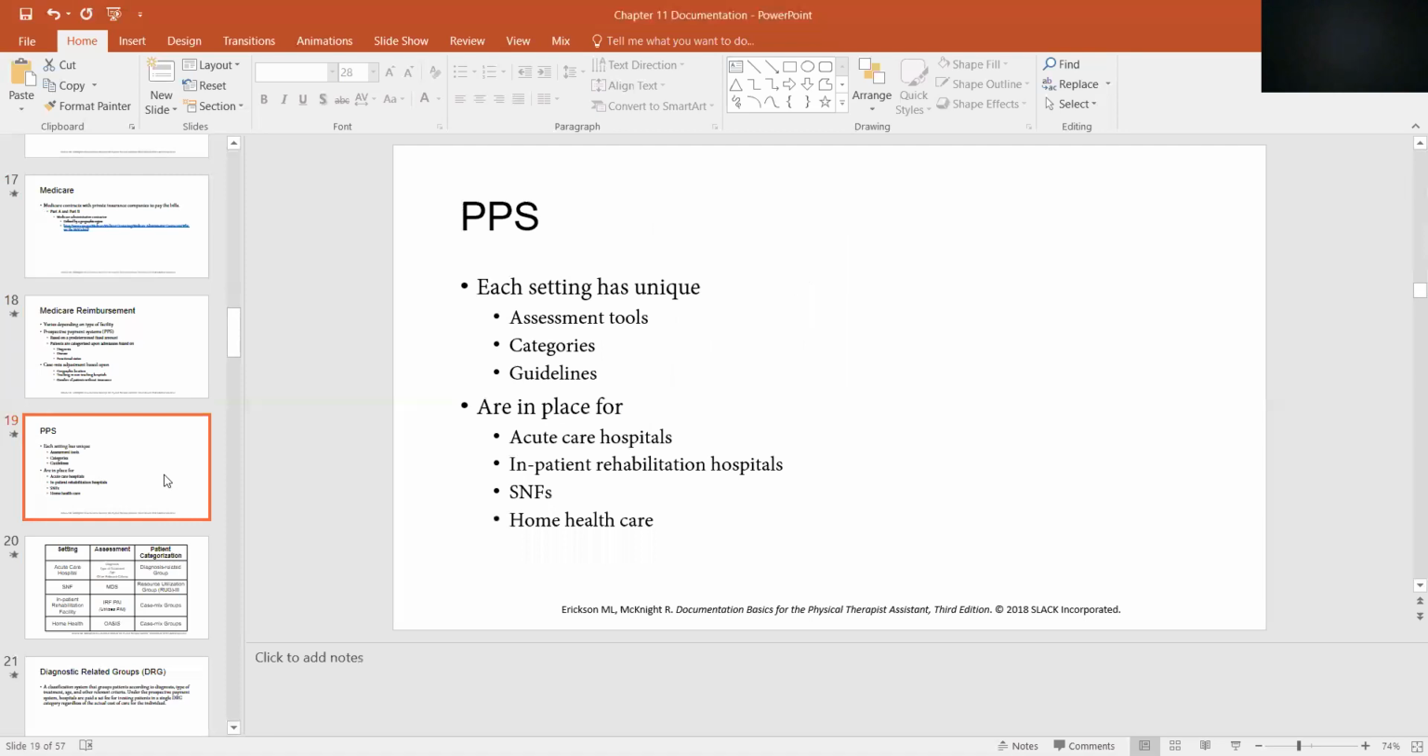PPS, so each setting is unique. They use assessment tools to help determine the prepayment that they're going to get for whatever condition. There's different categories and there's guidelines. So the PPS is in place in acute care hospitals, inpatient rehab hospitals. Again, that's your Madonna Acute Rehab Hospital. Your SNFs, skilled nursing facilities, you'll get familiar with that acronym, SNFs, and then home health care.